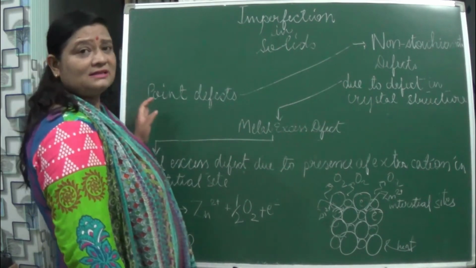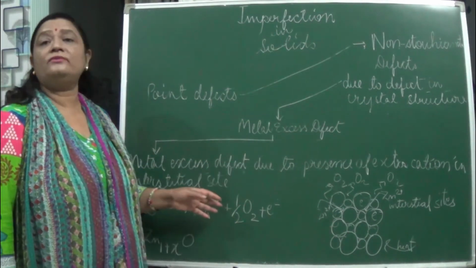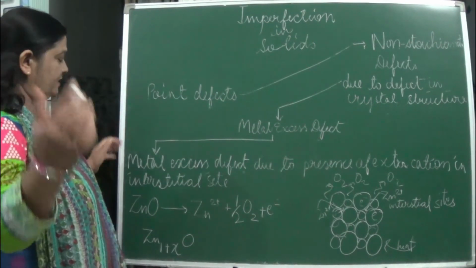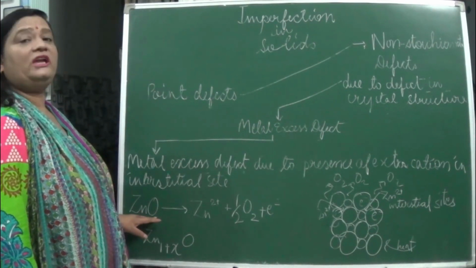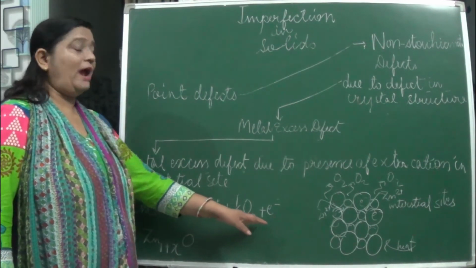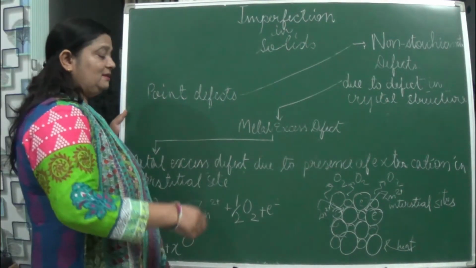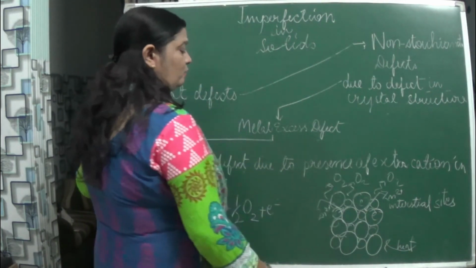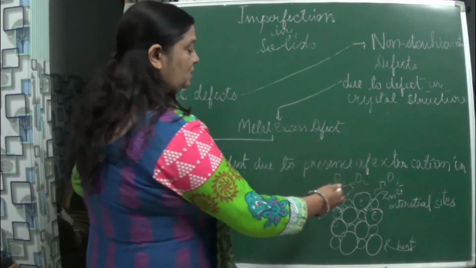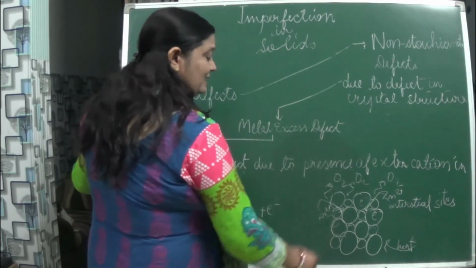So this metal excess defect is caused due to the defect in the crystal structures we have studied already. Now going into details of the metal excess defect due to the presence of extra cation in the interstitial site. Why does this happen? Take the example of zinc oxide. When we heat it, it will break up into Zn2+ ions and half O2, and 1 electron will be released. In the crystal structure, the oxygen which is being released comes to the surface and combines with another oxygen to form O2. But what happens to this Zn2+? It remains as it is, isn't it?